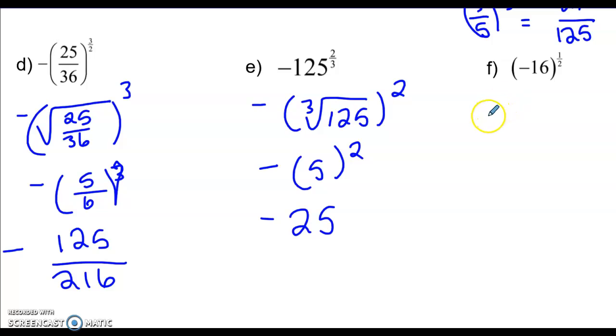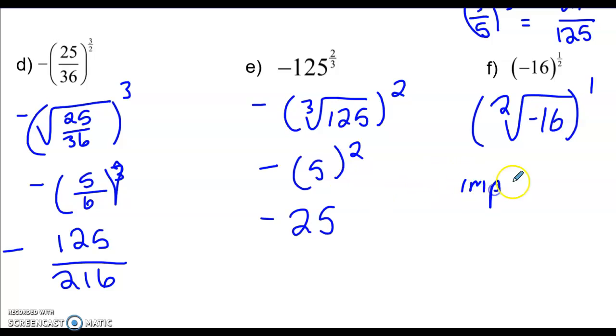Here our negative is part of the base, so we're going to find the square root of negative 16 to the power of 1, and again, this one is impossible, because we can't find the square root of a negative number.